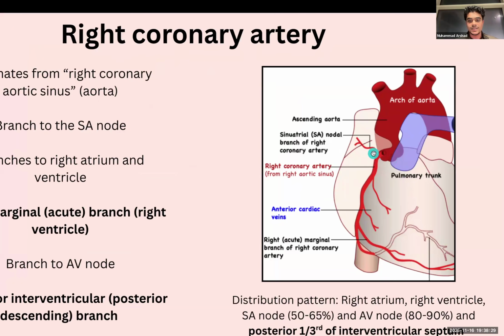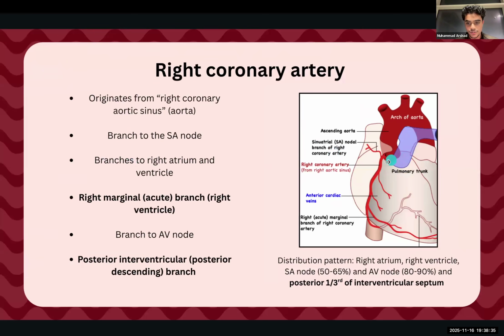But first off, we have an immediate branch of this right coronary artery to supply the sinoatrial node. Then we have branches that are just going to be going to the right atrium and right ventricle. And then as we come down here, we have a right acute marginal branch of the right coronary artery, and this is going to help supply the right ventricle.